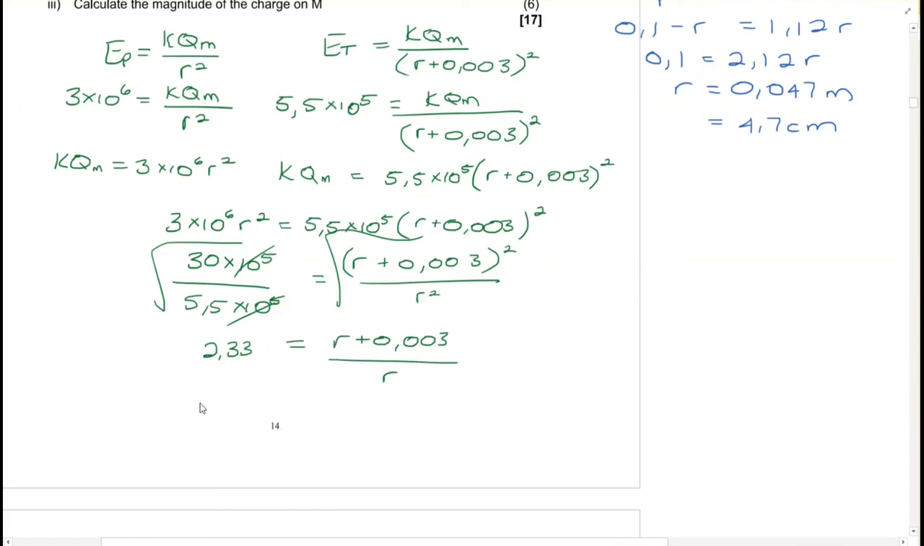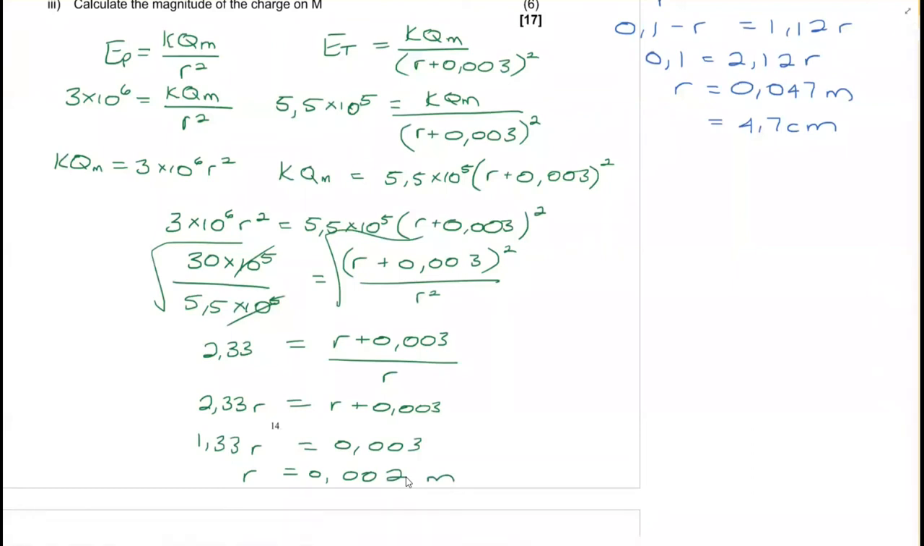Now I'm going to times my r over. So I've got 2.33r equals r plus 0.003. Throw my r over, so I'm going to minus it from that side. So I'm going to have 1.33r equals 0.003, and our solve for r is equal to 0.002 meters. Fantastic. I don't have the answer yet. So this one, unfortunately, you do have to go all the way down because we're looking for Q. We're not looking for the distance, we're looking for Q.